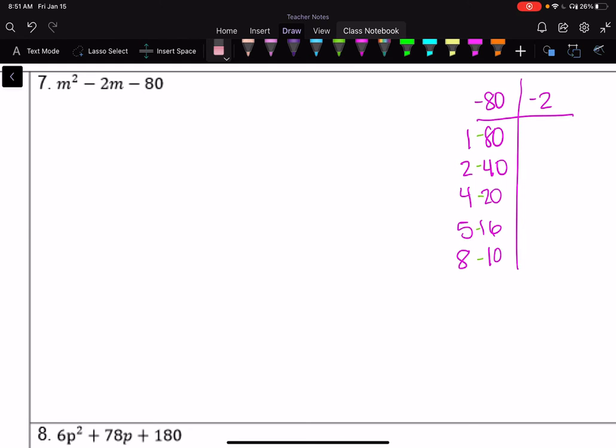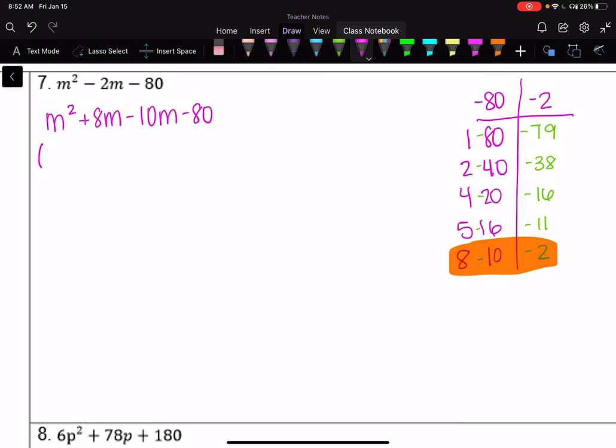1 and negative 80 gives me negative 79. 2 and negative 40 gives me negative 38. 4 and negative 20 gives me negative 16. 5 and negative 16 gives me negative 11. 8 and negative 10 gives me negative 2. So 8 and negative 10 gives me what I'm looking for. Now I can bust the B. Negative 2 breaks up to positive 8m and negative 10m.